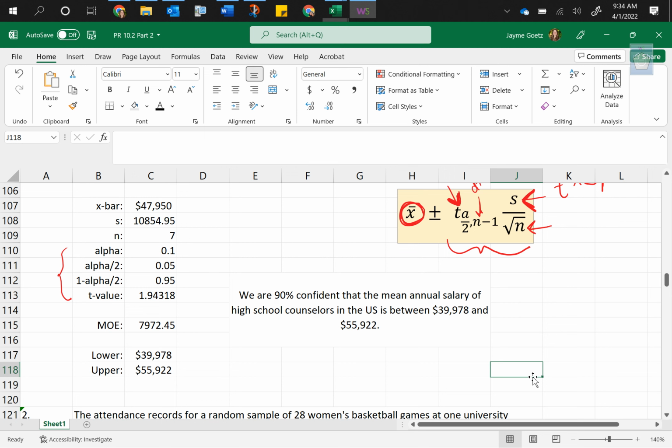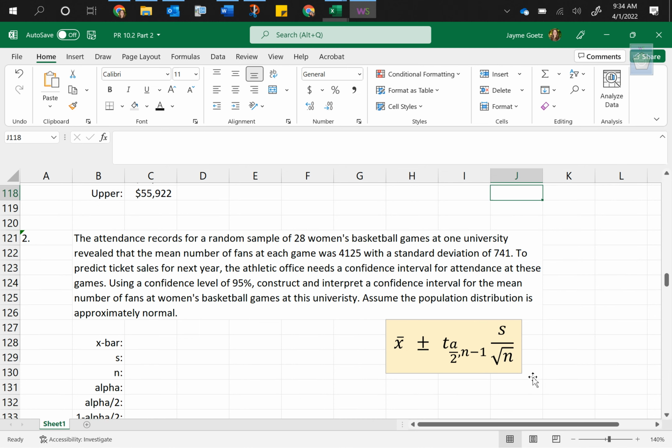We okay with that? So is this really that different from what we did last class? Is it really that different from sigma unknown or sigma known? No, the process itself is the same concept. The only difference is we have to use the t-distribution and sample values instead of the z-distribution and population values. So let's try it again on number 2.